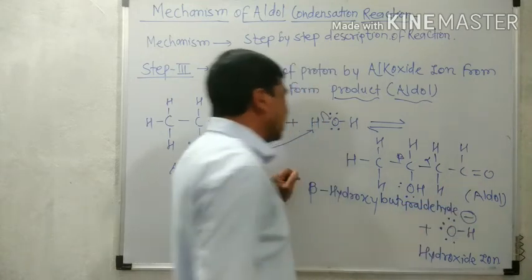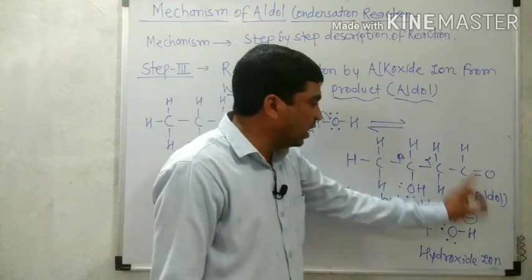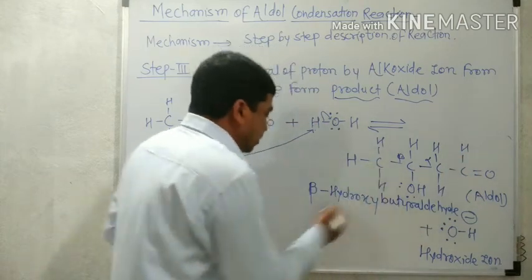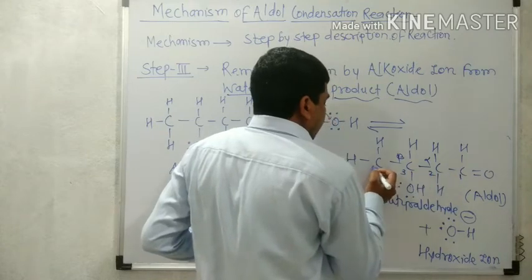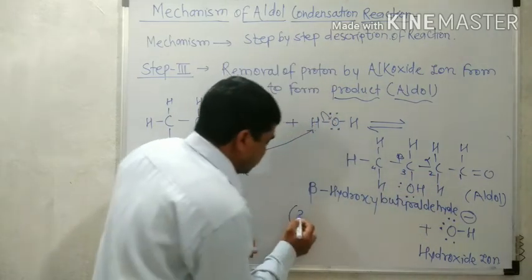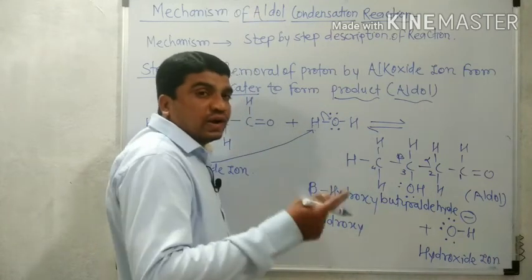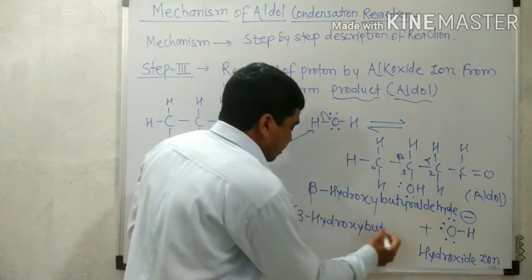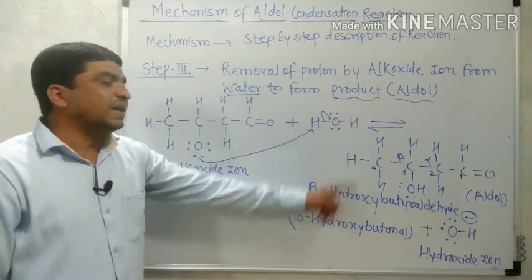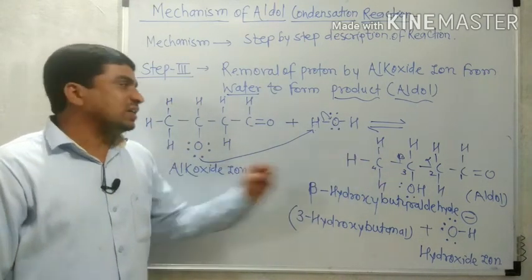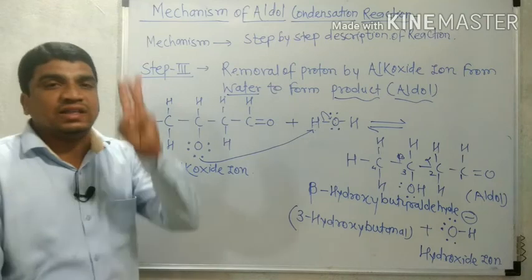We know the common name of the structure is beta hydroxy butyraldehyde, the respective aldol, which is our last product. In IUPAC, it is numbered one, two, three, four. Carbon 3 contains the hydroxy group, so it is 3-hydroxybutanal, the four-carbon respective alkanal, or beta hydroxy butyraldehyde, that is the aldol formed in the last step of the mechanism. In this way, the aldol condensation takes place in three steps.